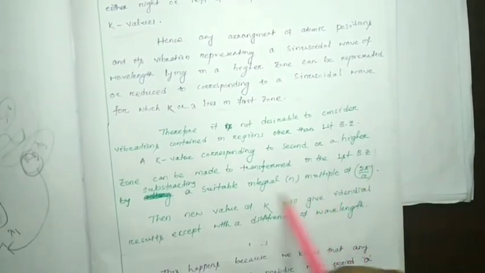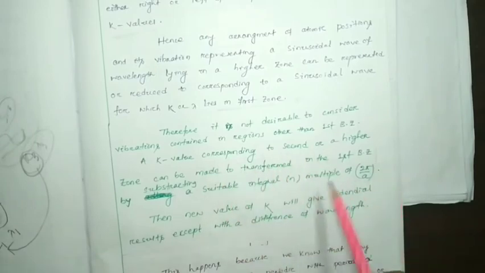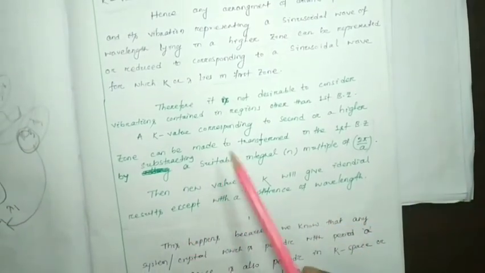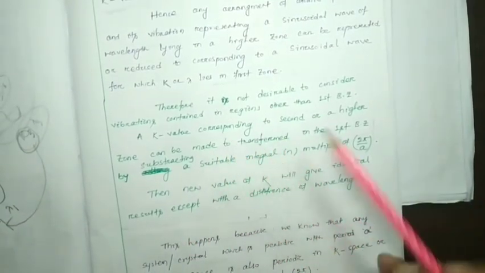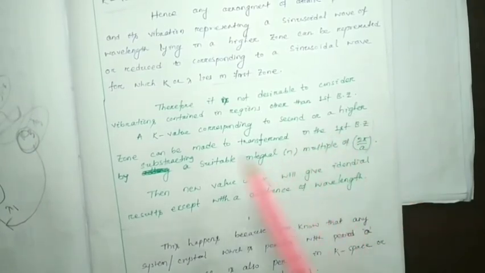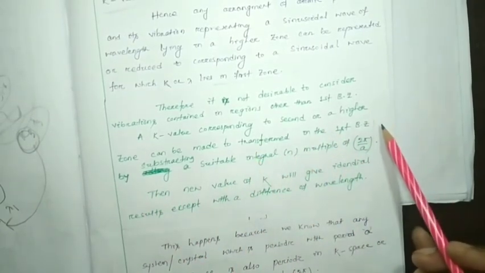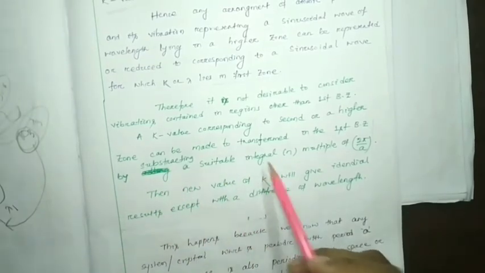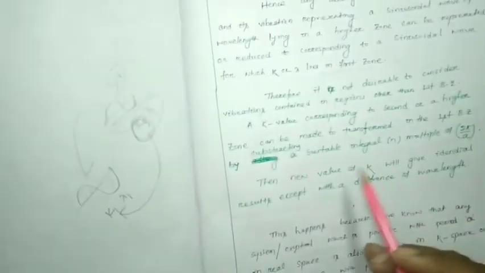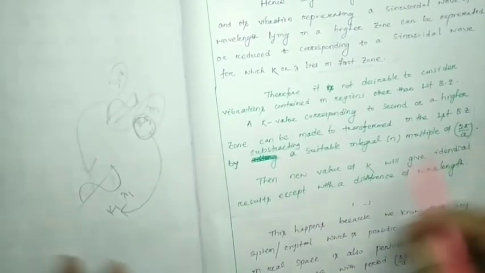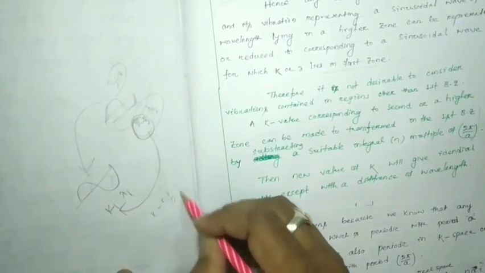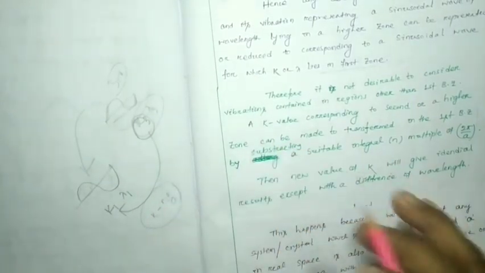I am going to explain this with an example. You just wait. That means any k value corresponding to a higher Brillouin zone can be transformed to the first Brillouin zone by subtracting a suitable integral multiple n of 2 pi by a. That means k will be subtracted. If n times 2 pi by a is subtracted, then it will be reduced to the first Brillouin zone. How it is, I am going to show you.